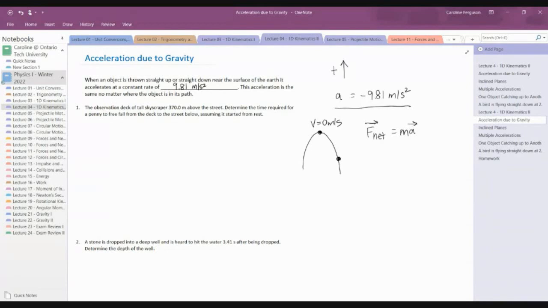The acceleration is always the same number. Okay, so that's important to know here. So we're using 9.81 meters per second squared down, no matter where you are in your path if you're in free fall. Any questions about that?